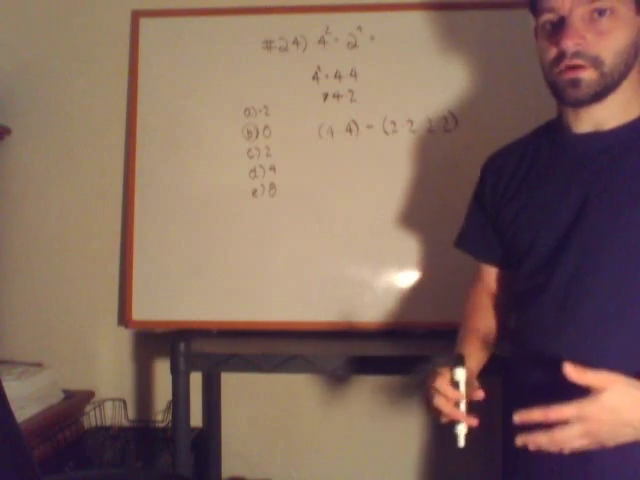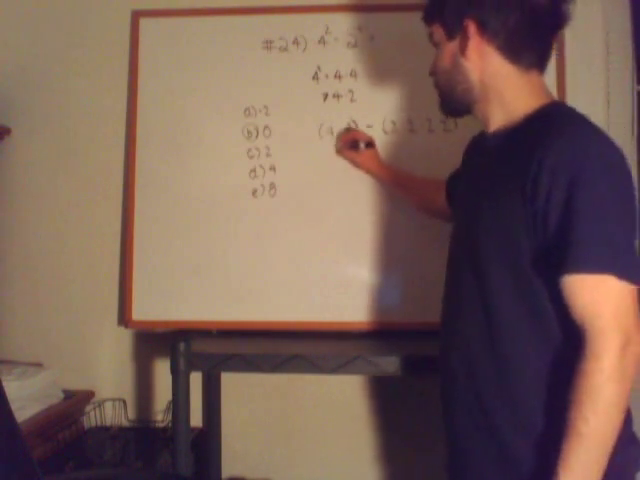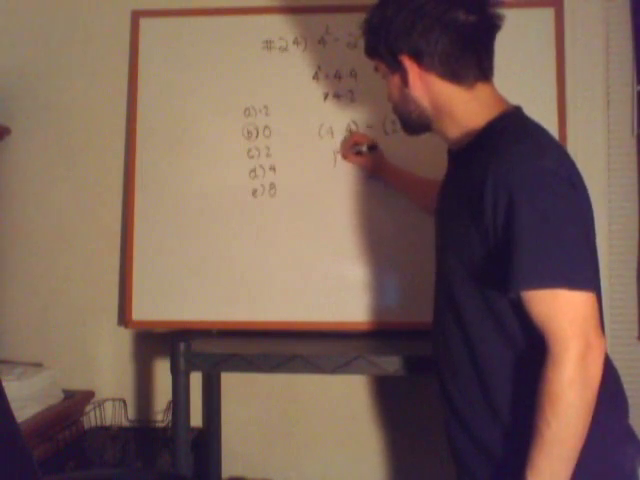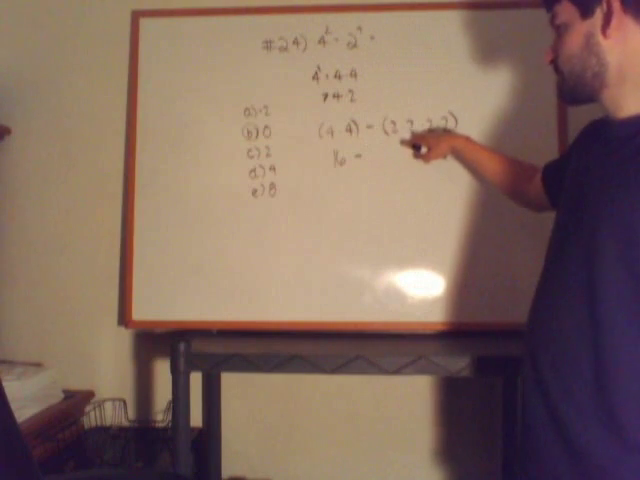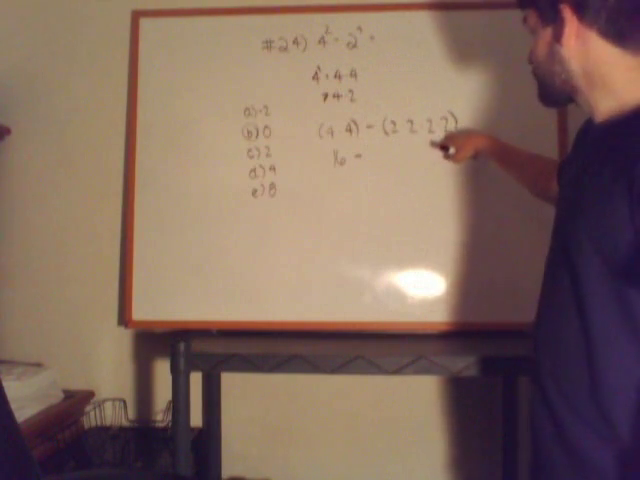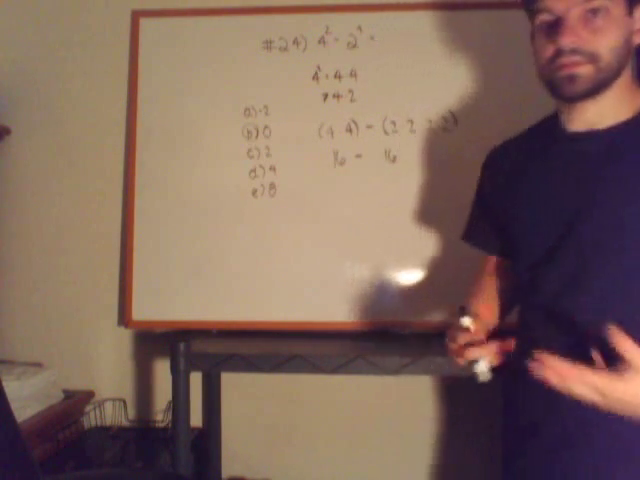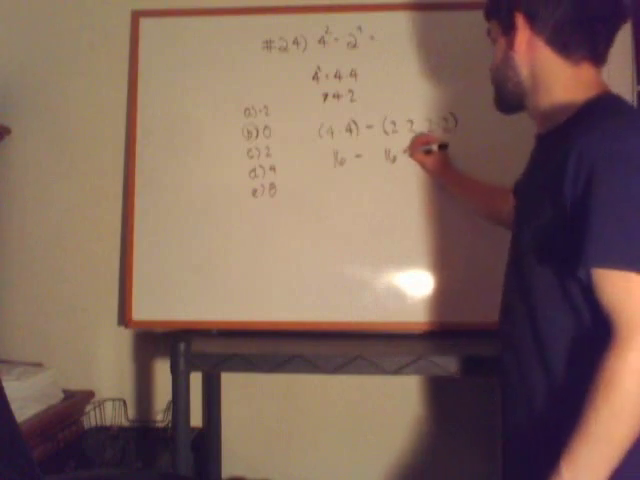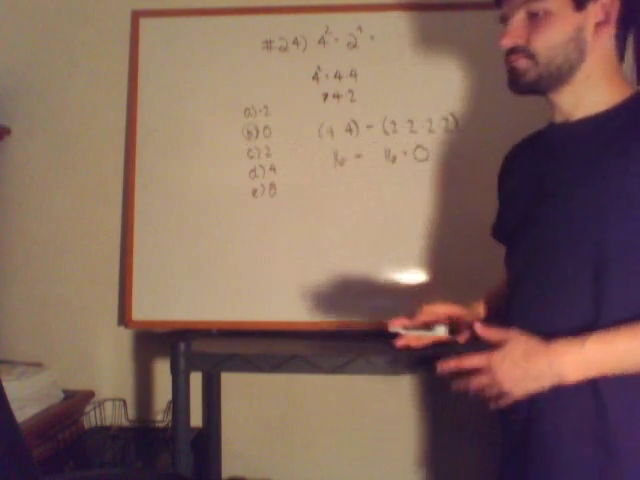Now we're just at the part where we have arithmetic. We have 4 times 4, which is 16. And then we have 2 times 2, which is 4, times 2, which is 8, times 2, which is 16. Now we just have to take the difference of the two, and that's going to give us 0. And that is indeed choice B.